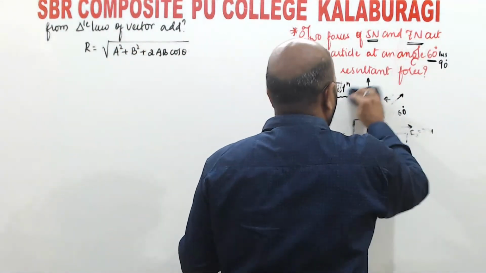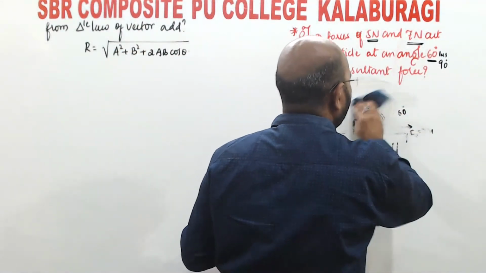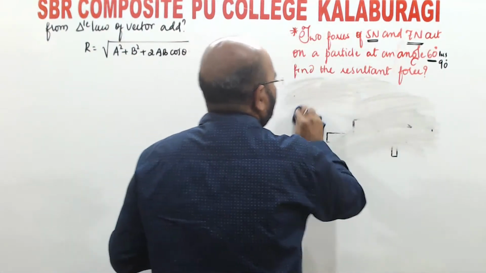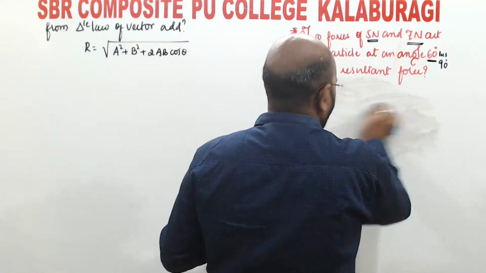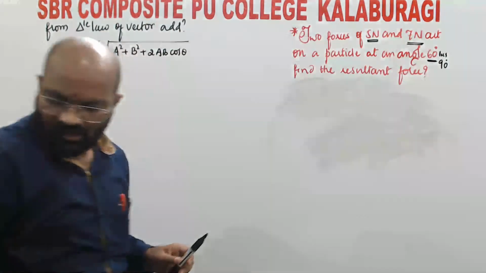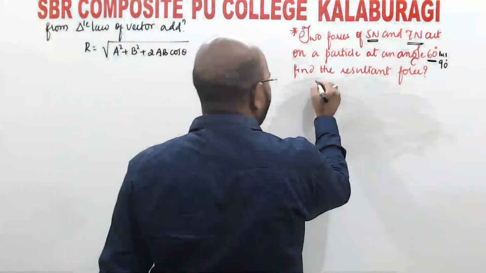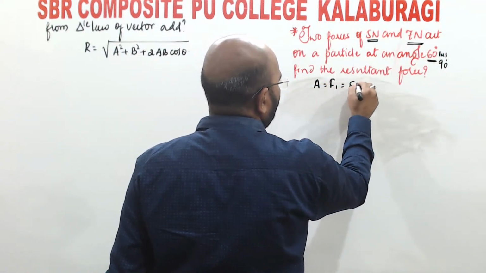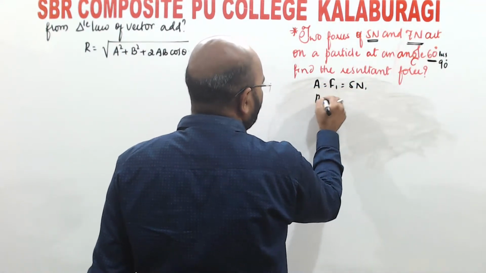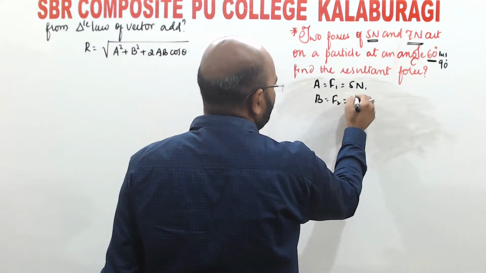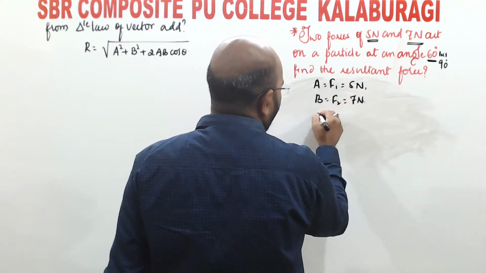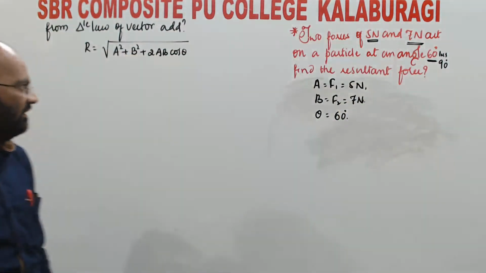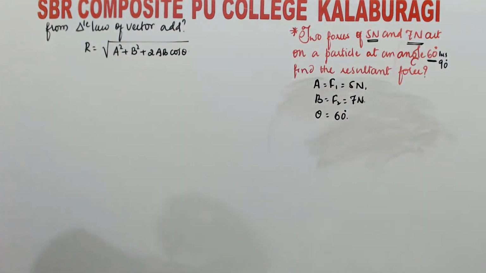Just look at it carefully now. The value of A is how much? The value of A is given as F1 equals 5 Newton. Similarly, B equals how much? F2 equals 7 Newton. And theta equals 60 degrees. These are the given values. Now substitute here. What do you get now?